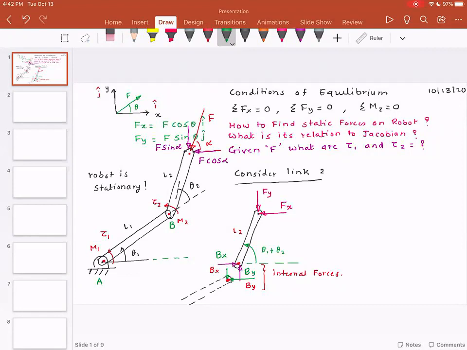Now I'm going to write down the equations of equilibrium. Summation of forces in the x direction is equal to 0. The only forces in the x direction are f of x and b of x. So my equation is going to be b of x is equal to f of x. Please note, f of x is known, f of y is known. So b of x can be found out.